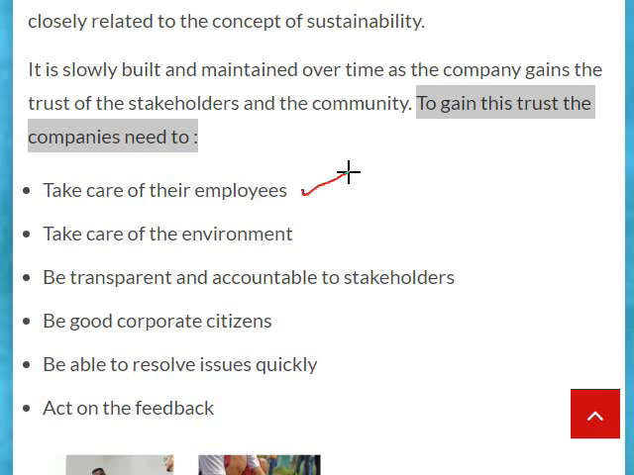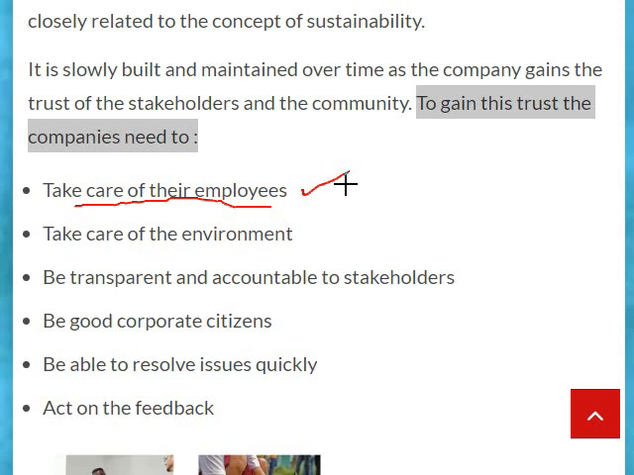So firstly, the company needs to take care of their employees. We spoke about how this social license needs to be obtained from employees, stakeholders, or the general public. So in order to obtain this social license from the employees, it is very obvious that you need to take care of your employees. And how can a company or a business take care of their employees? Basically, they can do so by, for example, providing them a good working atmosphere.